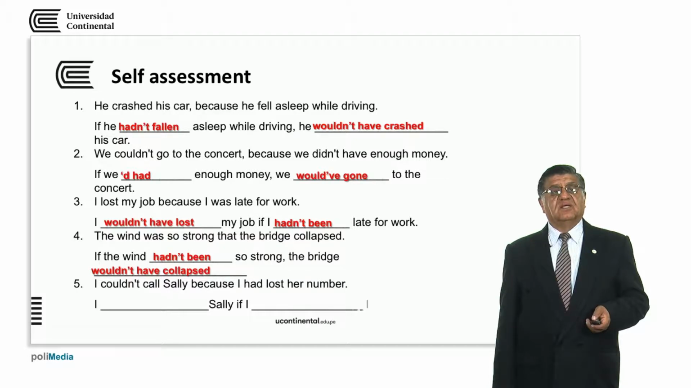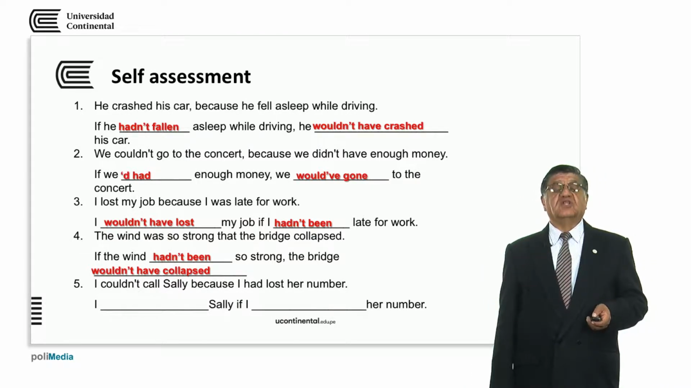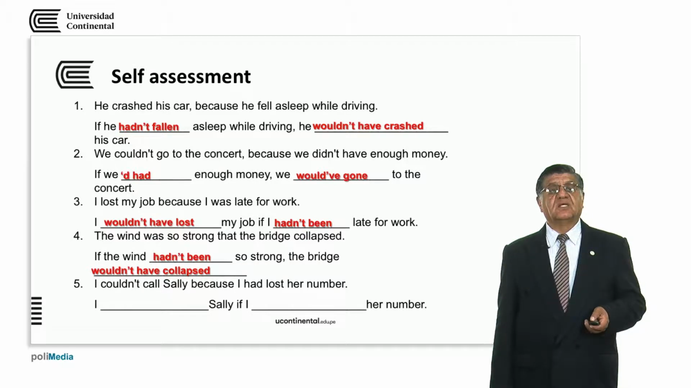Sally. Okay? No number, no call. Sally, where's if? If goes by the end of the sentence, so we don't need to use a comma. The perfect conditional. I could have. I could have called Sally if I had her number.